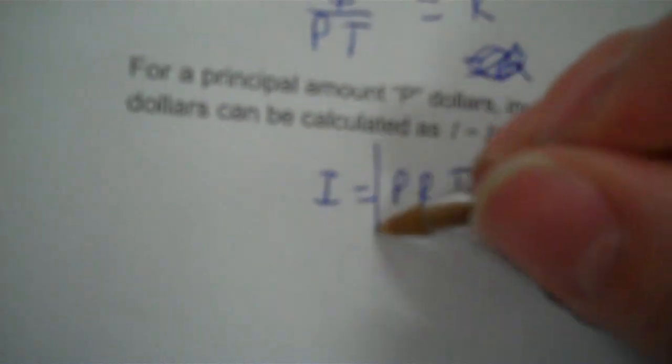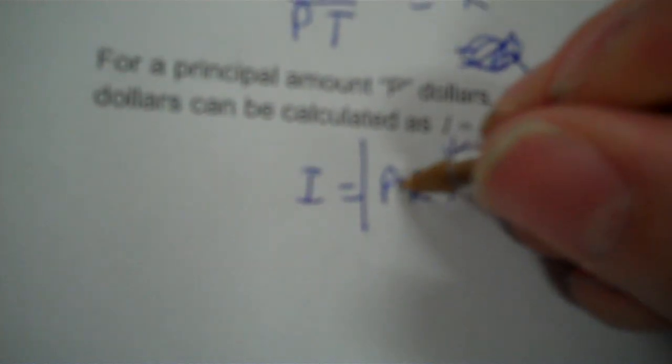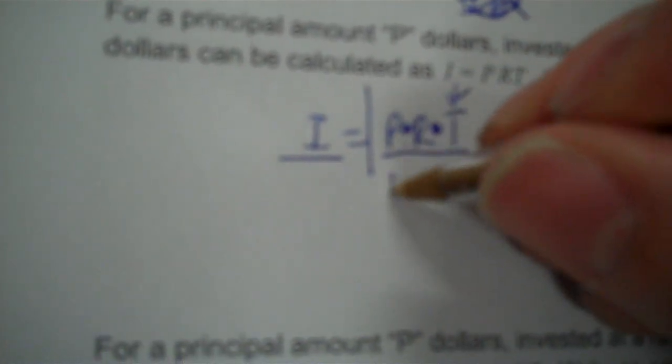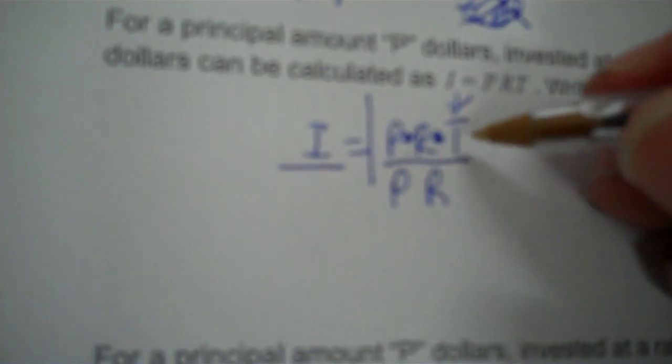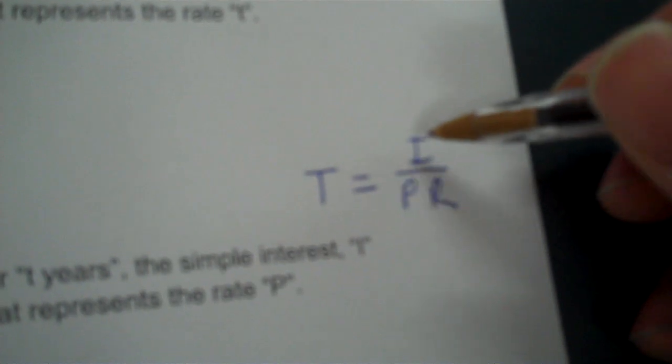Well, it's pretty much the same thing. You're trying to get the T by itself, and that's multiplication. So it's all multiplication. Now, I would like to take P times R, but I can't because they're variables. So I need to divide by P and R, and then T will be by itself. So I come over here and divide by P and R. So now T is by itself, and T equals I divided by P R.